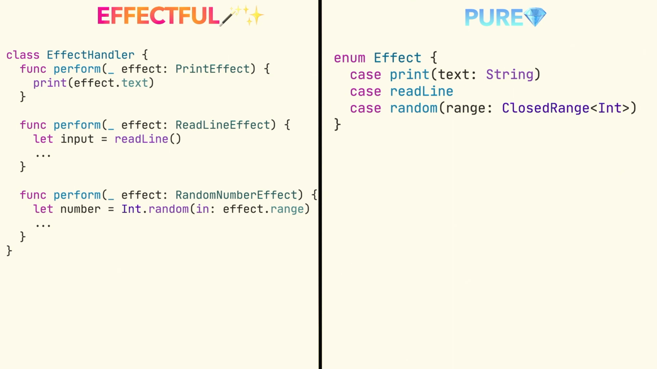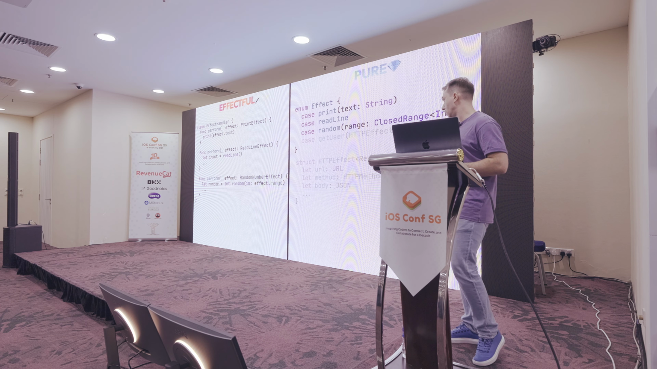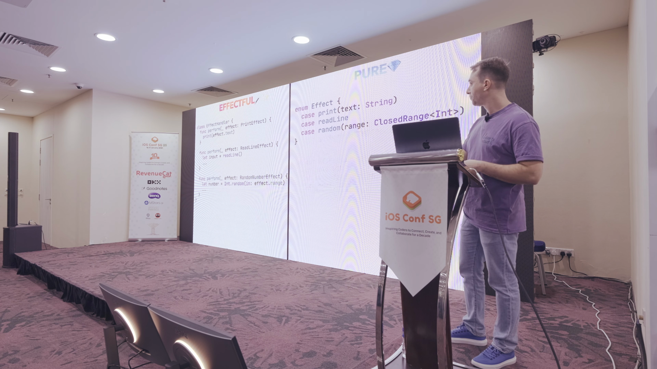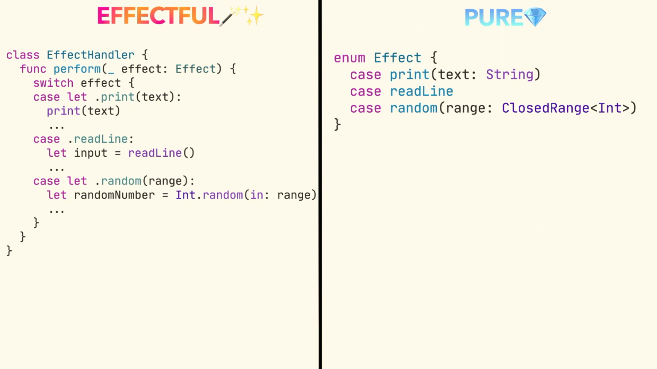We can just inline the arguments here. Of course, more complicated effect descriptors, such as an HTTP effect, might still benefit from having a separate type to encapsulate all the arguments. Now, with enum, we can have a single perform function that switches or maps over the type of effect descriptors and calls into the specific side effect implementation.